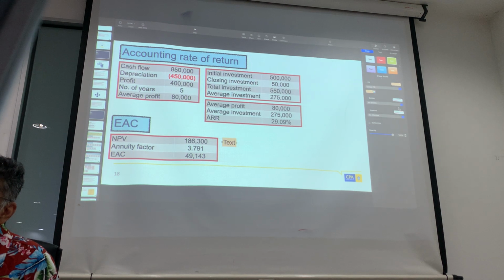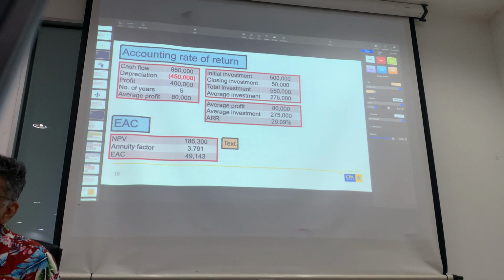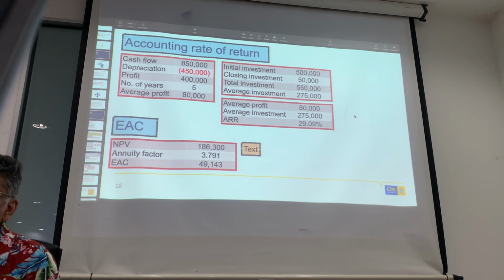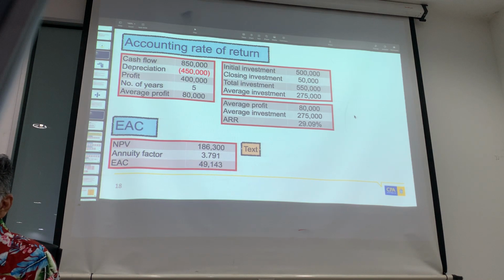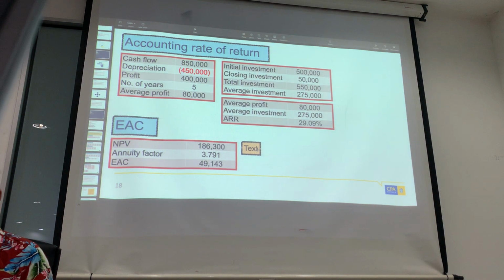So the cash flow is from year 1 until year 5, right? Here 800, so it should be 900. No, you must minus out the scrap. Don't put the scrap inside. Minus 50,000. Yeah, the 50,000 scrap should be inside.